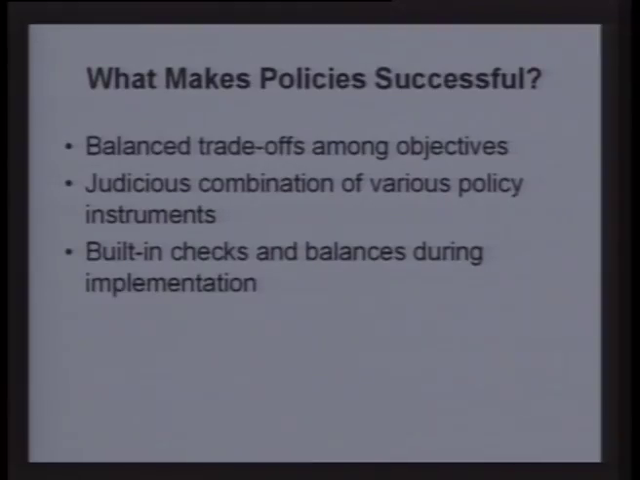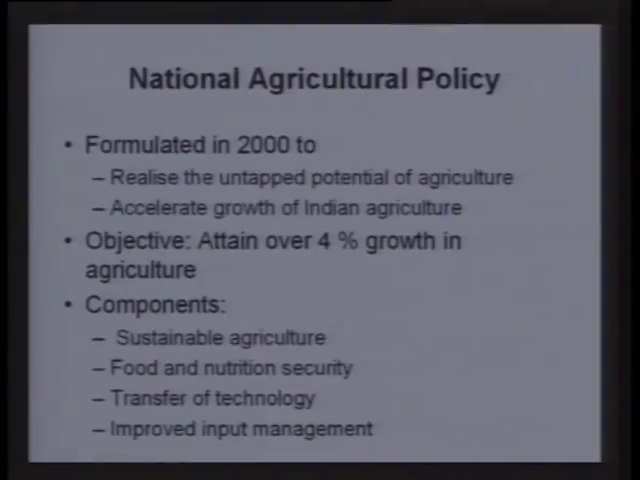What makes the policy successful? This is a very important question. There should be a balanced trade-off among the objectives. There may be 4 or 5 objectives. We have to see there is a balance between them. Then there should be a judicious combination of the various instruments. So this is the important aspect. The built-in checks and balances during the implementation are very important. There should be checks, and there should be a balance in the implementation.